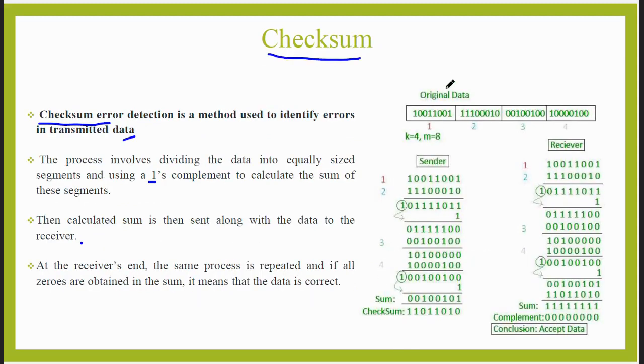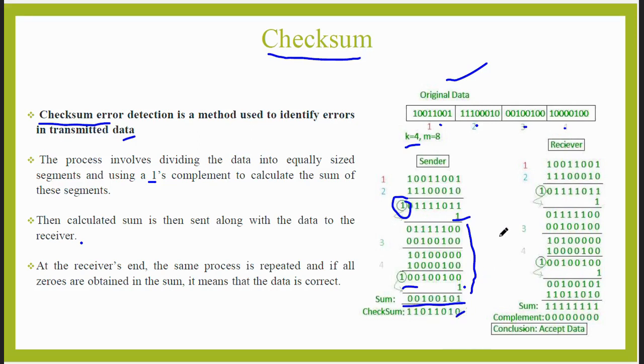Let's see the example. Let's consider k equal to 4. There are 4 binary input data. The sender adds the 4 binary input data. If there are any carries when adding, they are added again. After adding all 4 segments, as in this example where k equals 4, the sum equals 0 0 1 0 0 1 0 1. Let's check the sum. After complementing it, we get 1 1 0 1 1 0 1 0.